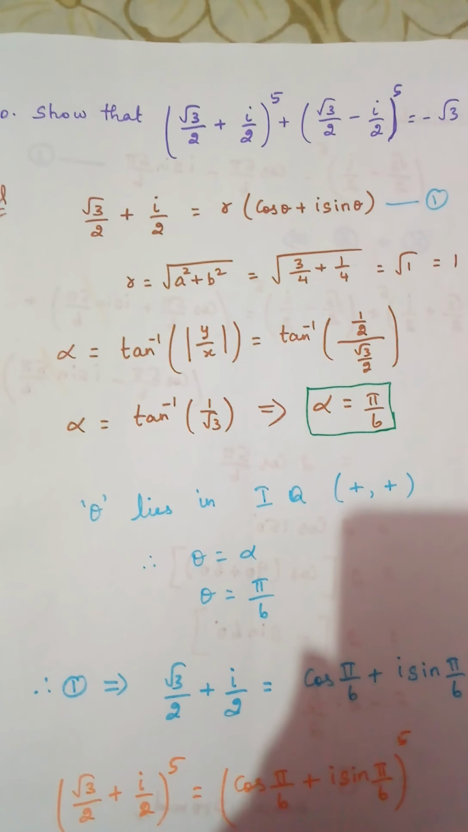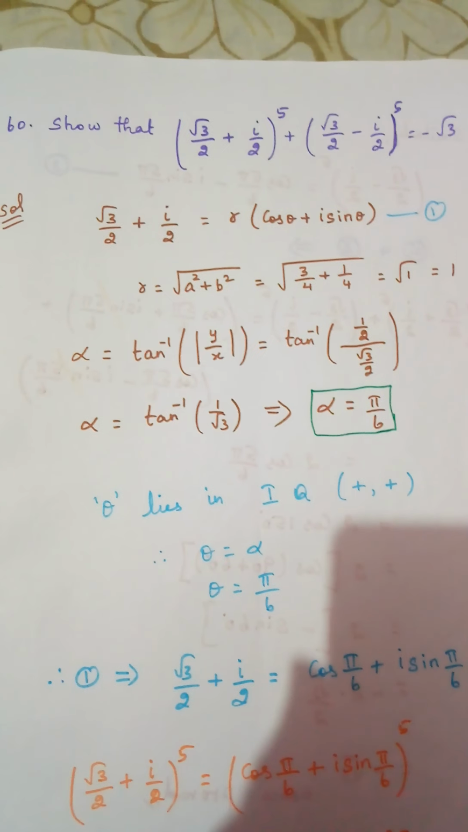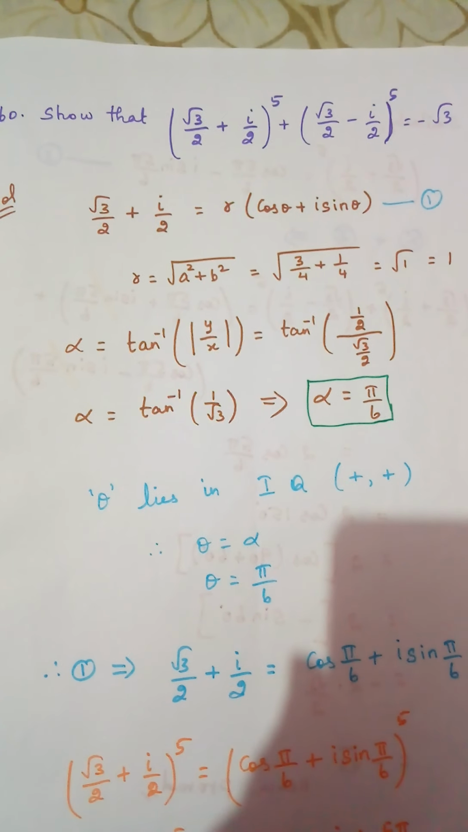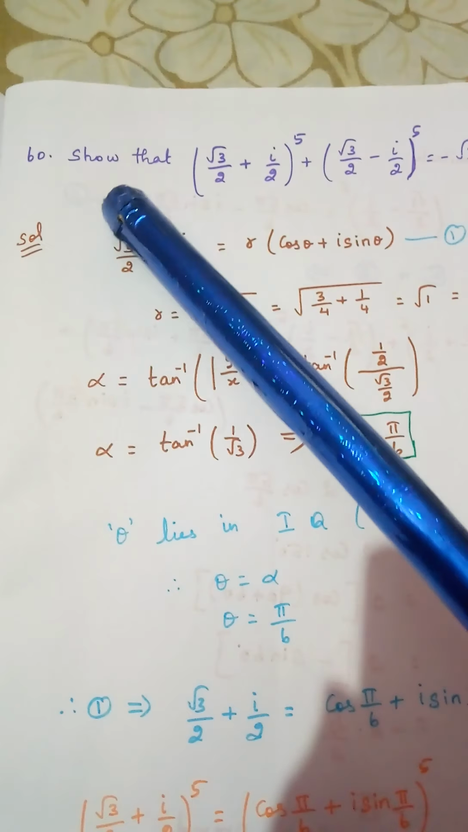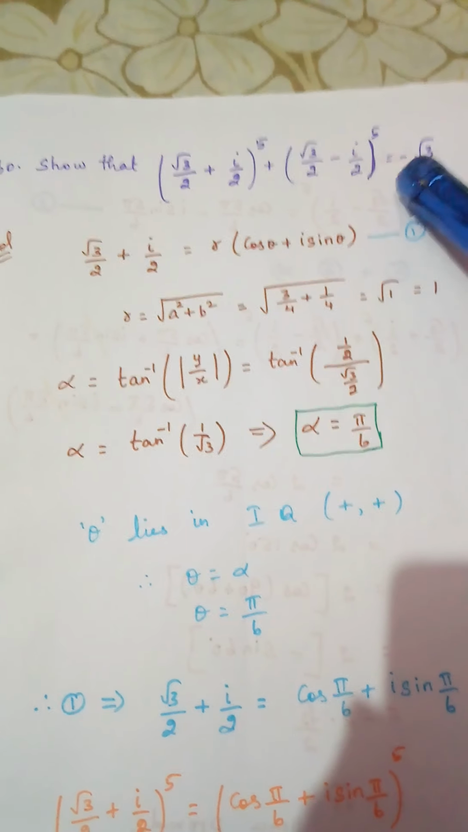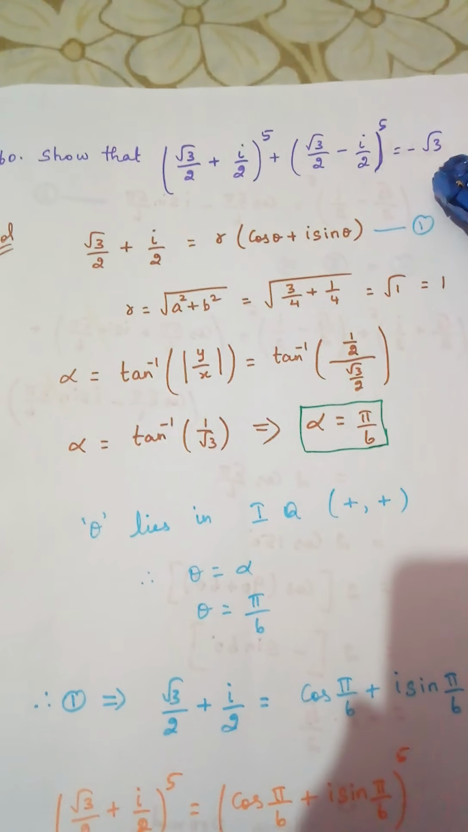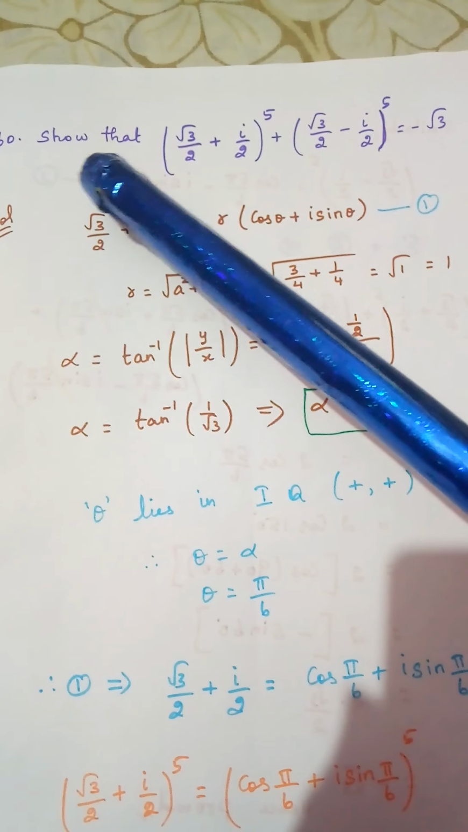Today we will see one problem, which is nothing but proving LHS equals RHS. We already know the concepts, so I will explain it quickly; just try to understand it. The question is this: show that when we add these two, the answer is minus root 3. We have to prove this result. Again, I repeat, we just need to prove LHS equal to RHS.